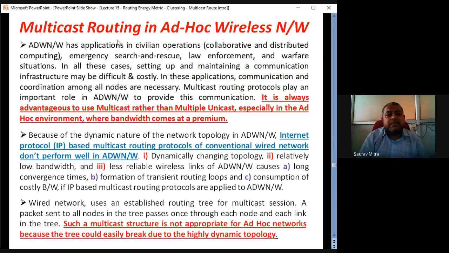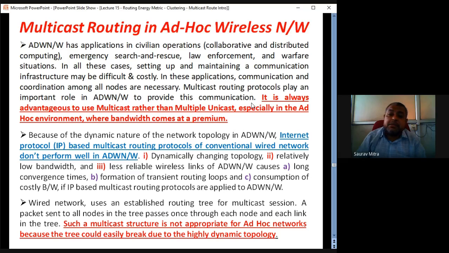So let us see what is meant by multicast routing protocol. Ad hoc wireless sensor networks have applications in civilian operations, emergency, and law enforcement. So many difficult kinds of operations. In all these cases, setting up and maintaining the communication infrastructure may be difficult and costly. In all these applications, communication and coordination among all nodes are necessary. Multicast routing protocols play an important role in ad hoc wireless networks to provide this communication.